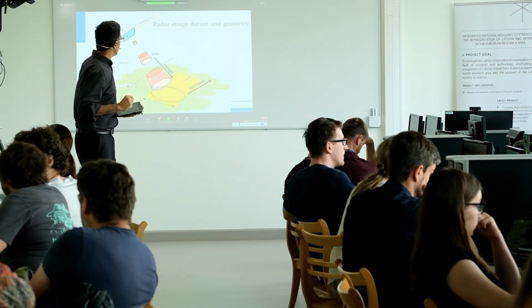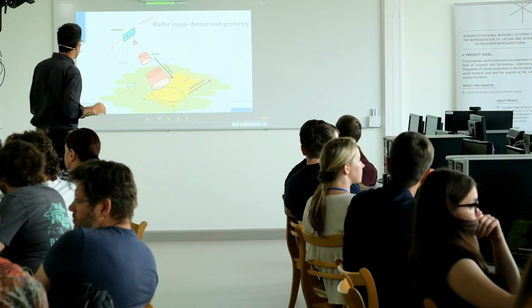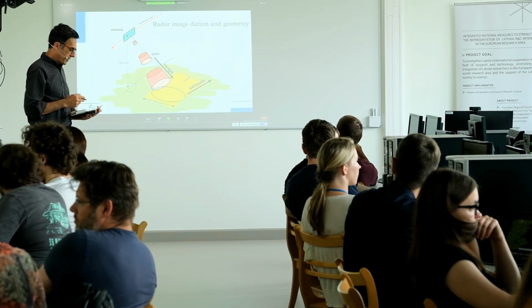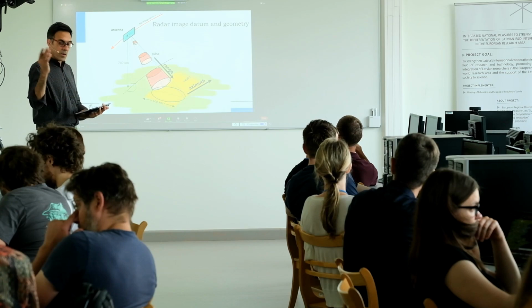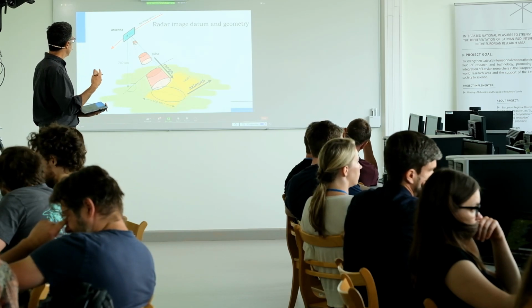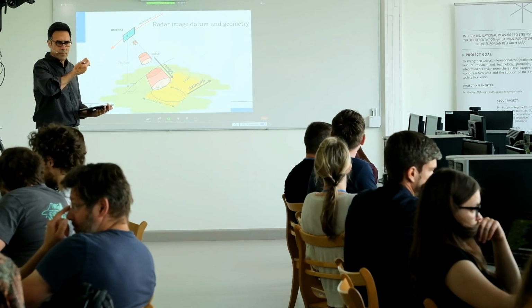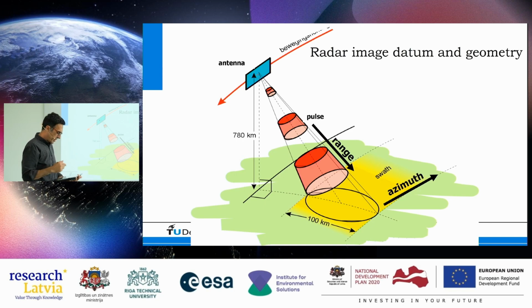I made a couple of sketches of what is important. In principle, what we have here is a situation where we have an antenna on a satellite flying. This antenna would be left-looking. Most antennas are right-looking for radar satellites. And we basically have two coordinate systems.